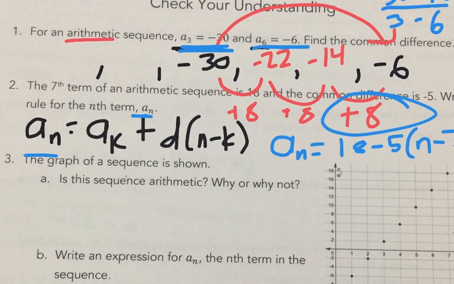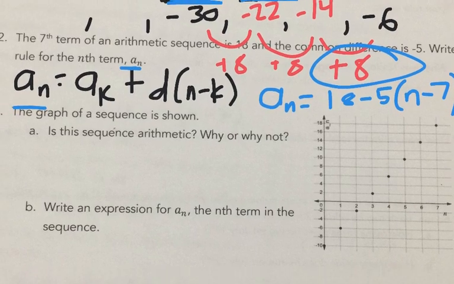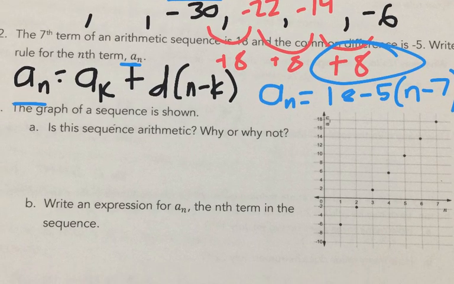3. The graph of the sequence is shown. Is this sequence arithmetic? Why? Yeah, it has a common difference. What is the common difference? 4. That's what you could say. Yes, there's a common difference of 4. And when I look at all those points, they appear to be in a line. And arithmetic sequences look linear.